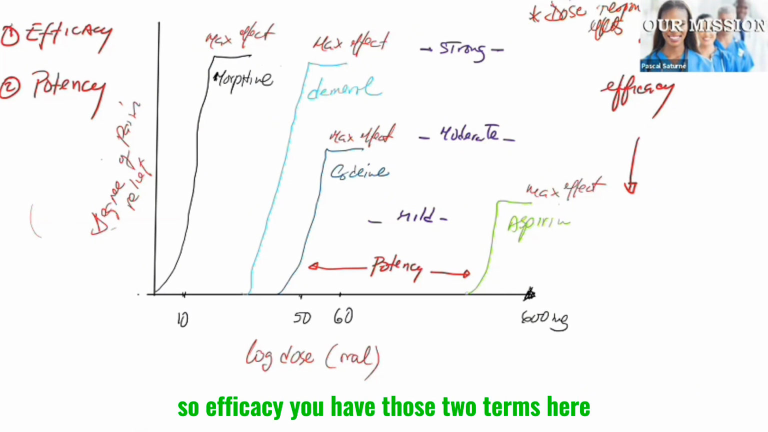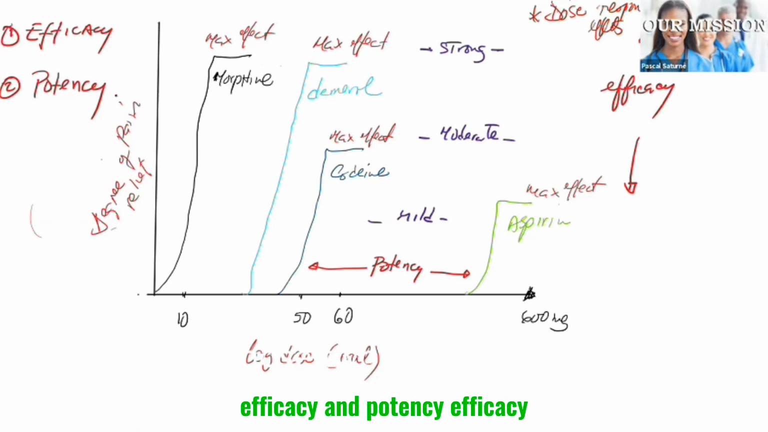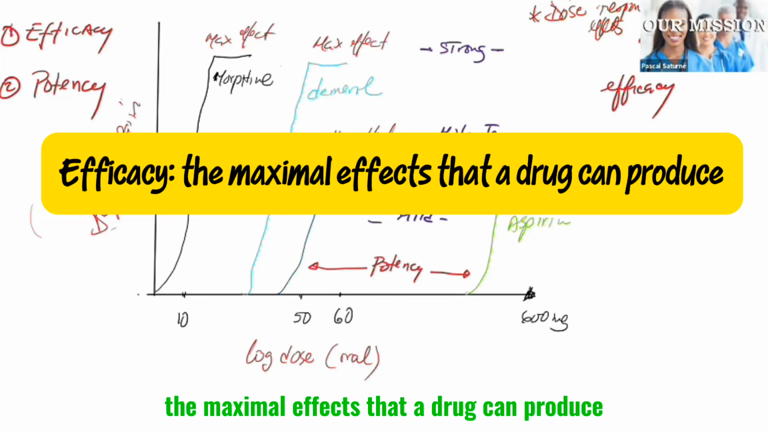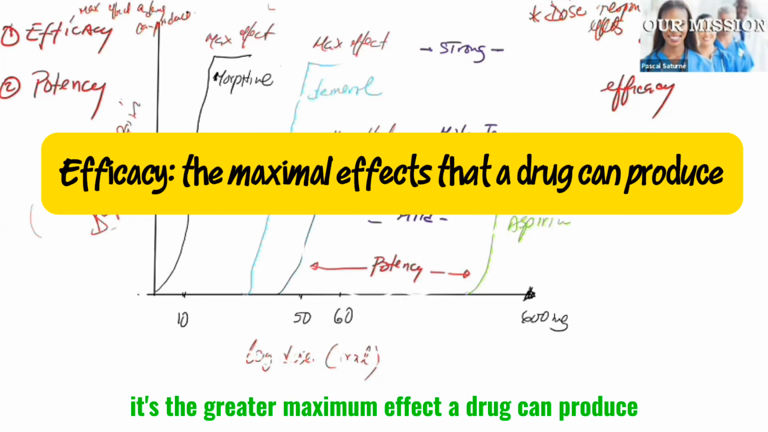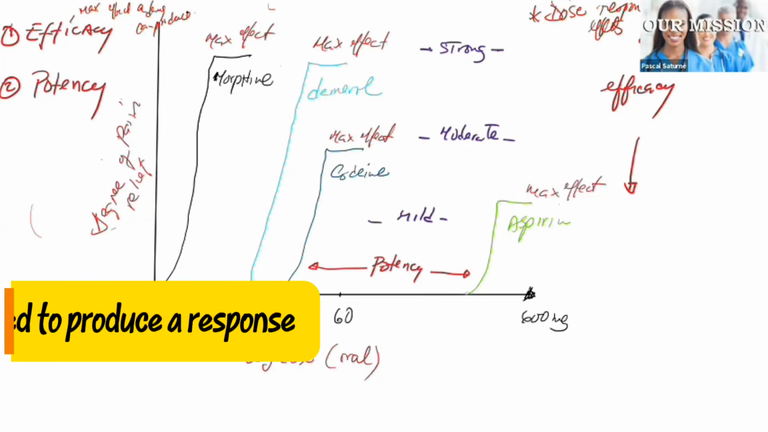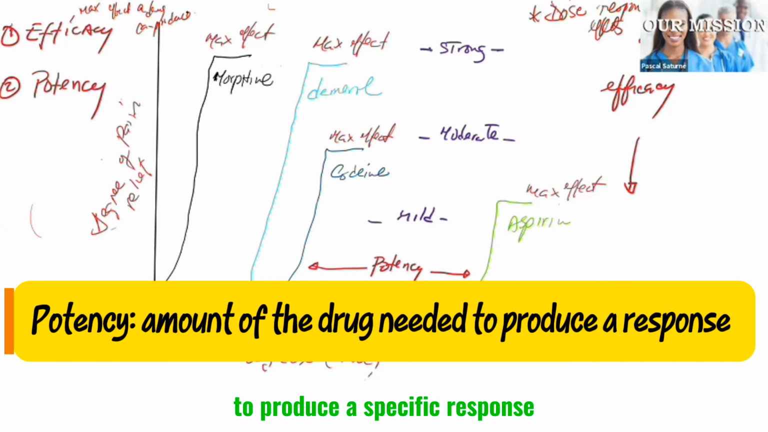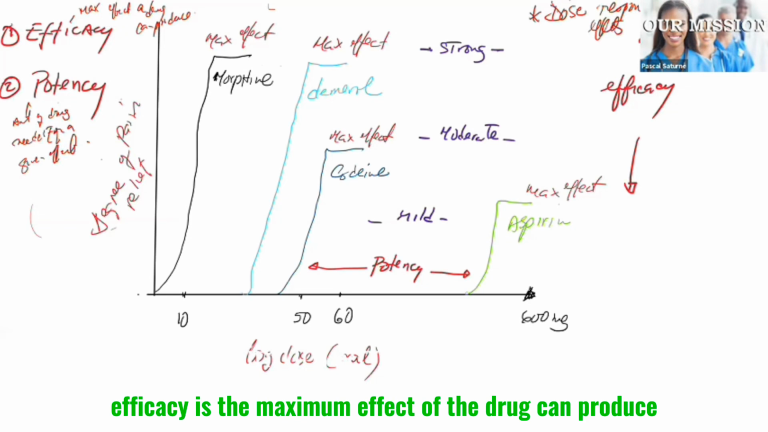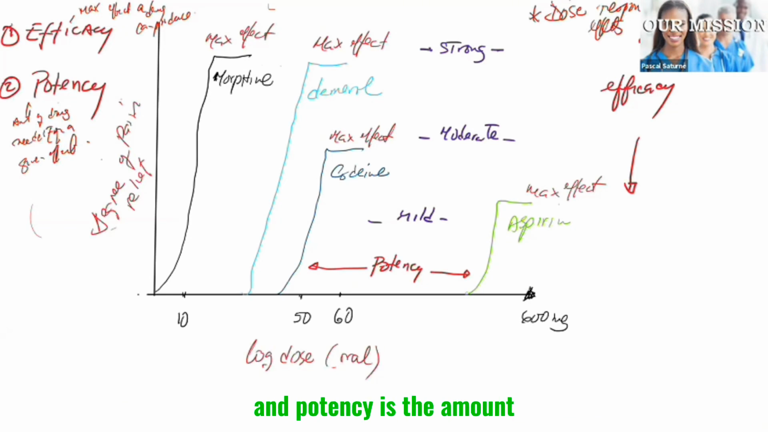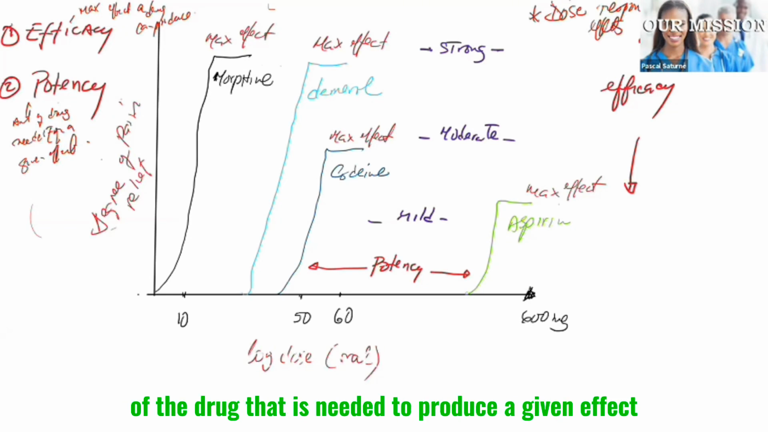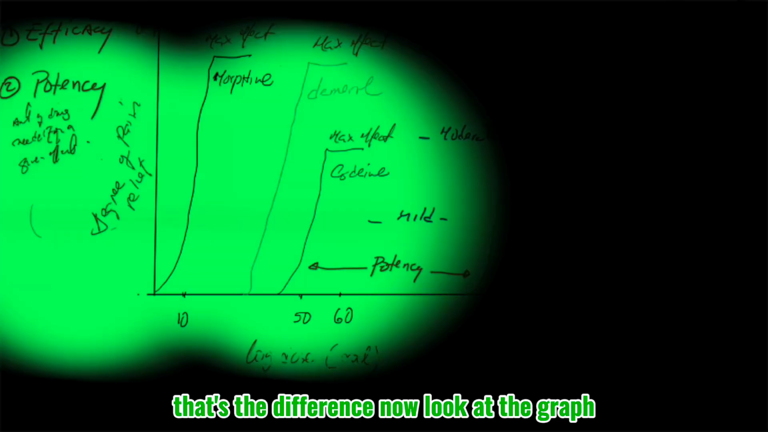So you have those two terms here, efficacy and potency. Efficacy simply means the maximal effect that a drug can produce. It's the greatest maximum effect a drug can produce. Potency is the amount of the drug needed to produce a specific response. Efficacy is the maximum effect the drug can produce, and potency is the amount of the drug that is needed to produce a given effect. That's the difference. Now, look at the graph.